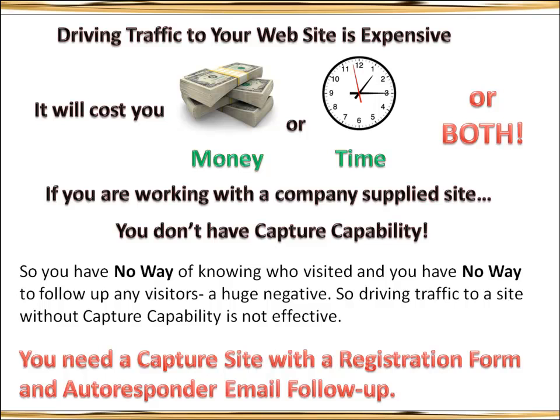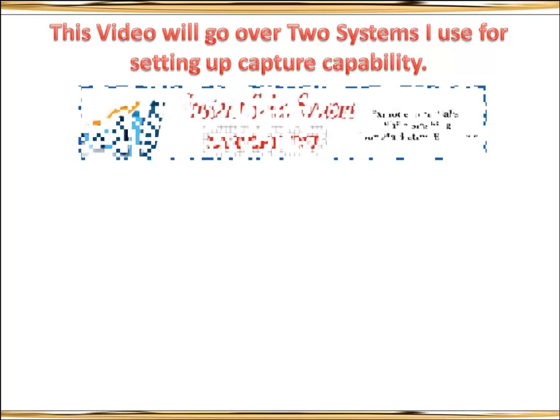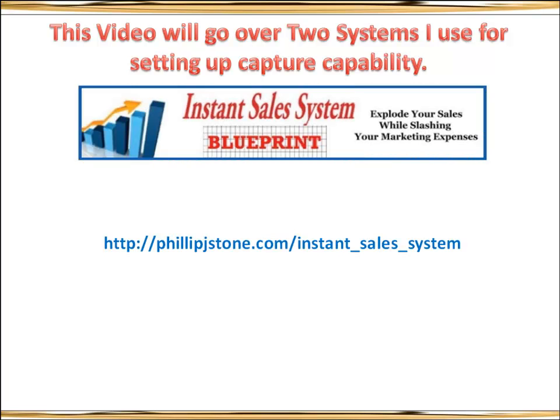You need a capture site with a registration form and an autoresponder email follow-up. Period. Now this video will go over two systems that I use for setting up capture capability. The first one is the instant sales system, and you can try a free test drive by going to http://philipjstone.com/instant_sales_system. And by the way, remember, the Philip has two L's in it.